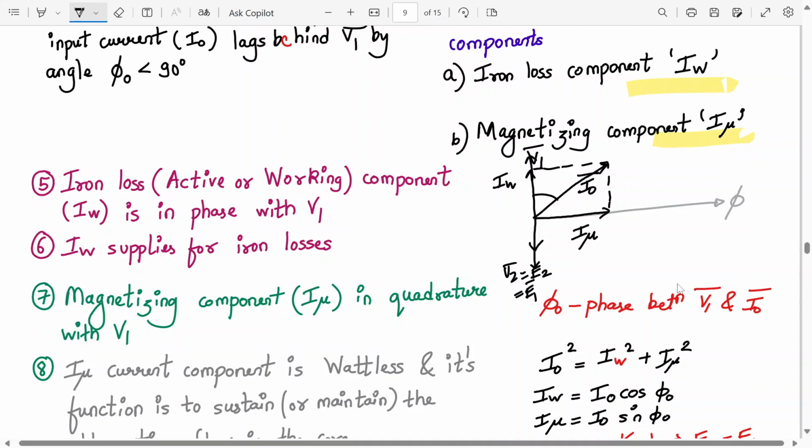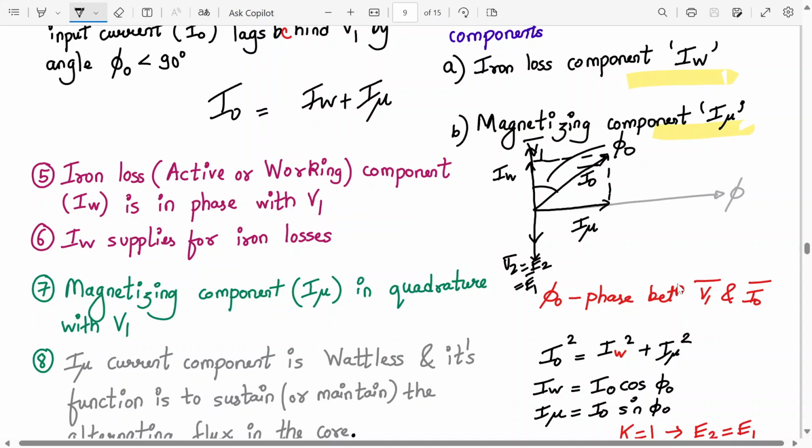Phi naught is the angle between V1 and I0. So here it is V1 and here it is I0. Okay. So from the phasor diagram, again I repeat, I0 is a vector sum. We cannot add it just like that. It's a vector sum of IW plus I mu. Okay. So this is how the phasor diagram will look like. So V1 is over here, V2 is in the opposite direction, V2 and E2 are in the same direction, which is equal to E1.